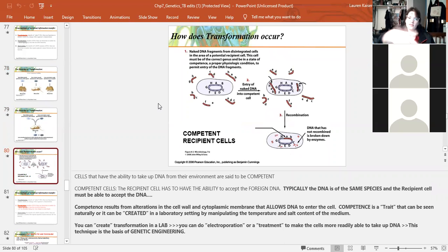So how does this occur, right? Obviously, the cell has to be competent. The DNA fragments are now free-floating, they're raw, right? They are a pure form of DNA. The naked DNA enters the competent cell, and then all of a sudden the competent cell starts reproducing with that DNA now part of it. Okay?